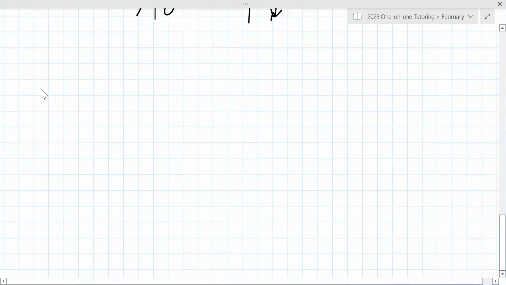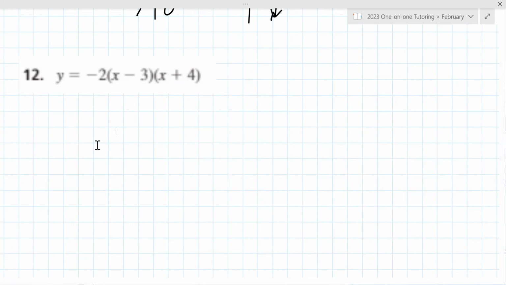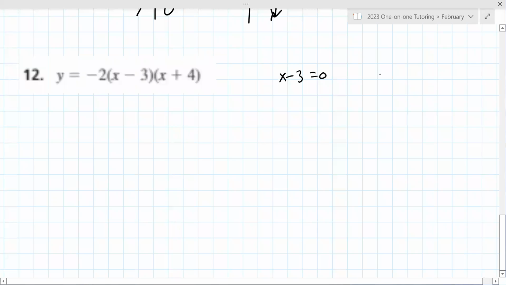Because it's in factored form, that's why you find the intercepts first. If it were not in factored form, you would do something else first. I think that's the whole point of this section, to learn what to do with each form. Okay, so x minus 3 equals 0, x plus 4 equals 0, x equals 3, x equals minus 4. Yep. So then it would be (3, 0) and (-4, 0).